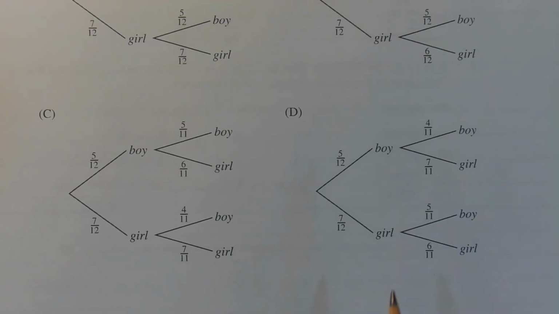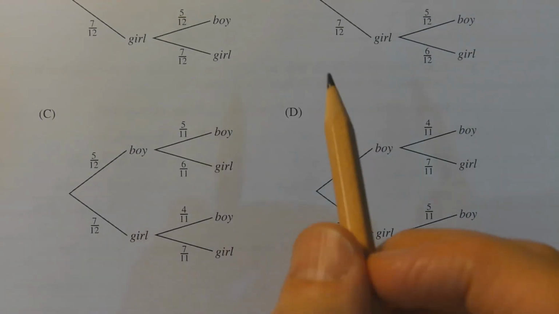This leaves option D. And in fact, the probability of choosing a girl in the second stage, as we've worked out previously, is 6 out of 11. Therefore, the answer is option D.